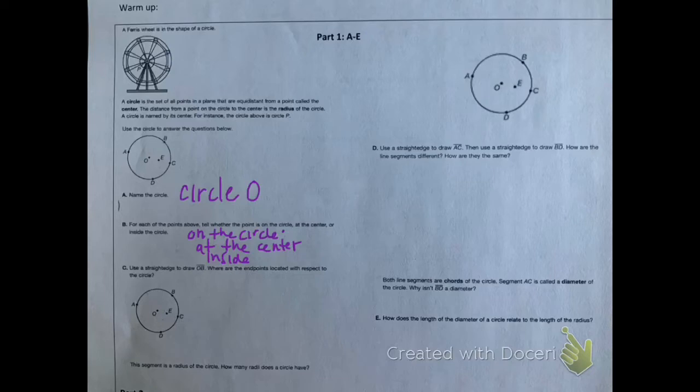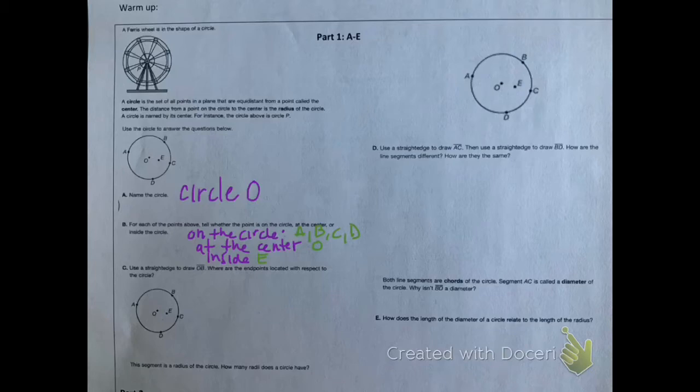All right. On the circle, A, B, C, and D would be on the circle. At the very center is O. And lastly, the point that's inside would be point E.